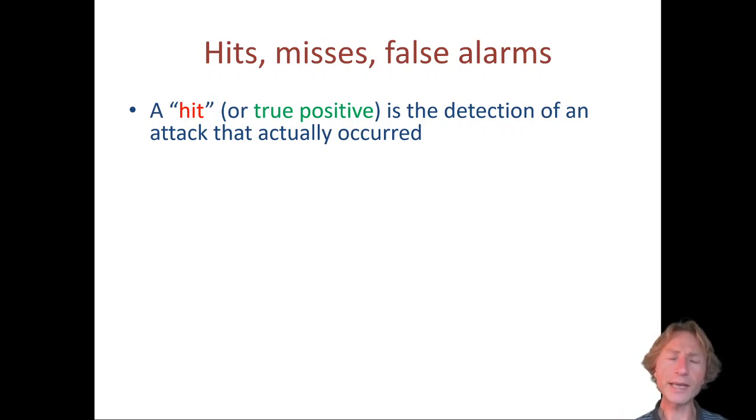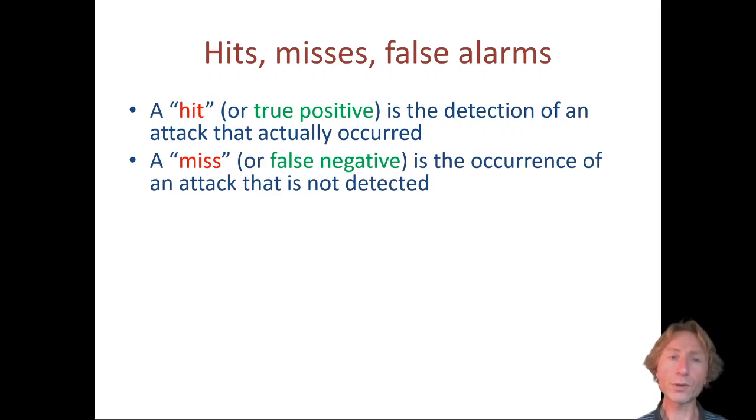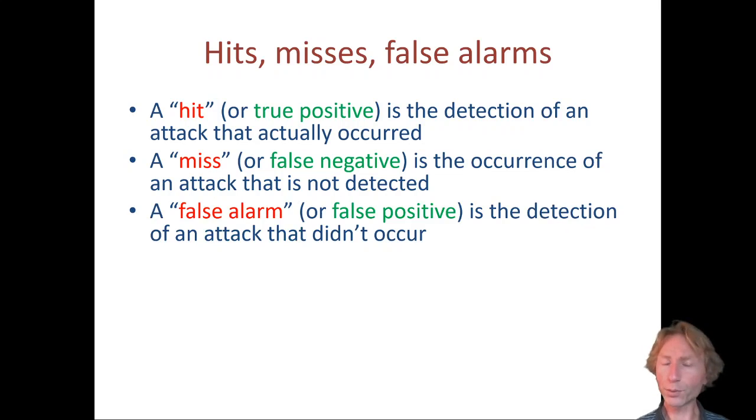We speak of a hit or a true positive if we detect an attack. So we say that an attack occurred and there really was an attack. We talk of a miss, also known as a false negative, if we did not detect an attack where an attack did occur. We talk about a false positive or a false alarm if we detect something, we say that an attack occurred, but it did not occur, so there was no attack.